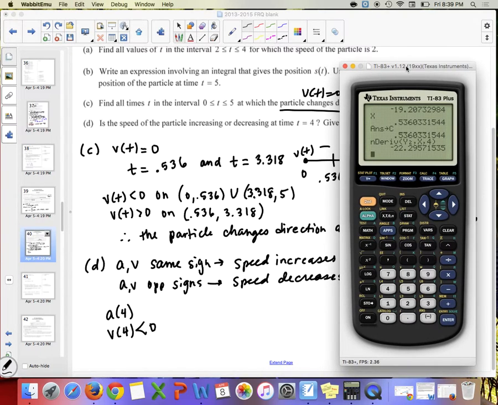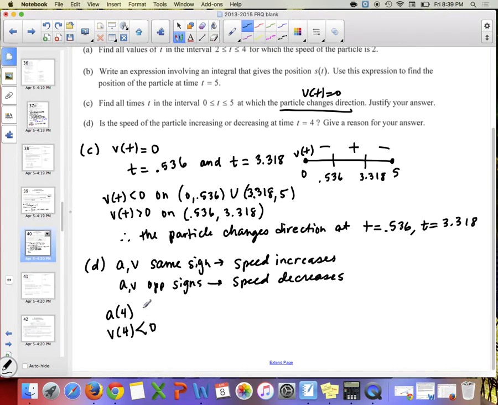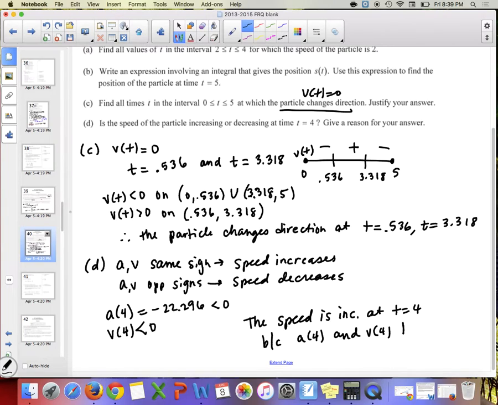I don't think we actually need to put that, but we will. So it's equal to negative 22.296, which is less than 0. So since they are both the same sign, the speed is increasing, right? So the speed is increasing at t equals 4 because a of 4 and v of 4 have the same sign.